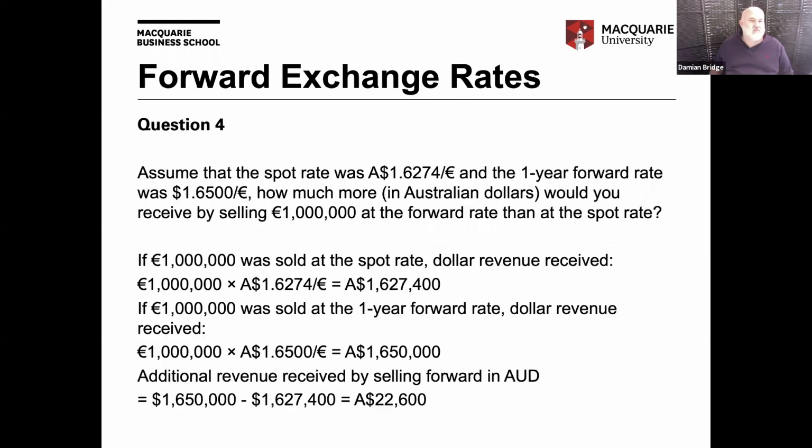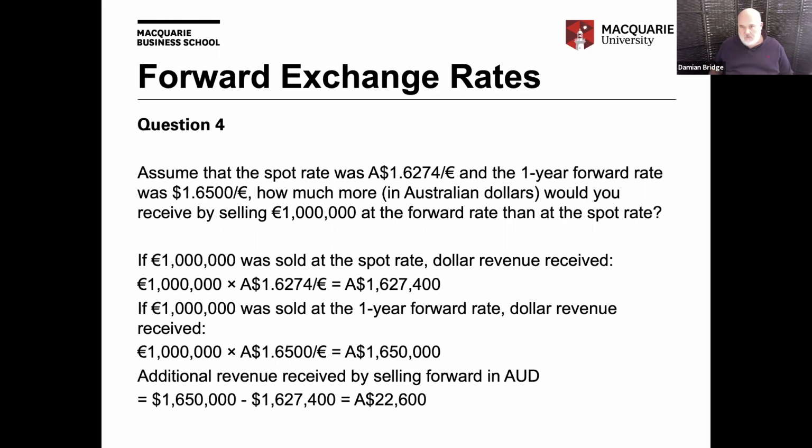All right, so this is a really interesting question. If the $1 million was sold at the spot rate, we would get 1,627,400. If it was sold at the forward rate, we'd get 1,650,000. So the difference would be $22,600.